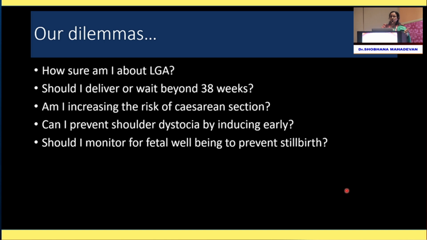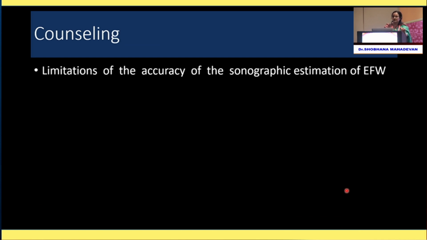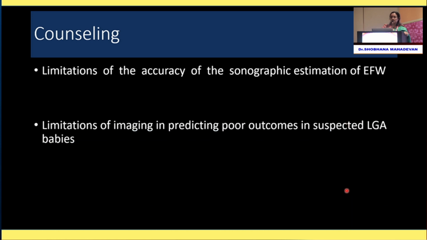Can I prevent shoulder dystocia by inducing early? Should I monitor for fetal well-being to prevent stillbirth if the pregnancy goes beyond 36 or 37 weeks? When we counsel these couples, first of all, we need to tell them that the accuracy of sonographic estimation of fetal weight has its limitations, and they have to understand that.